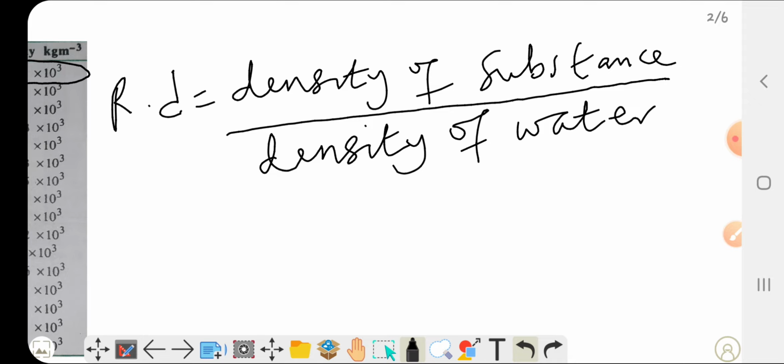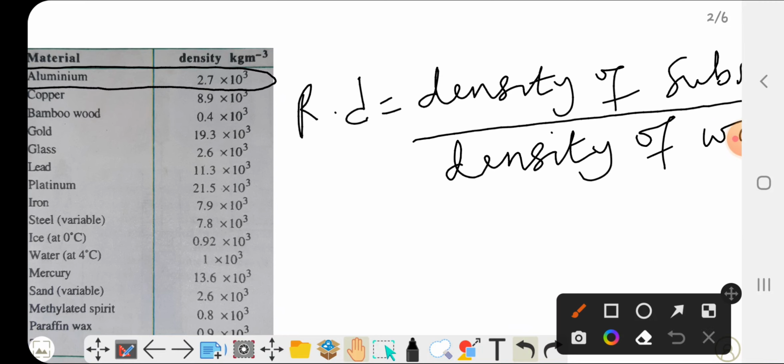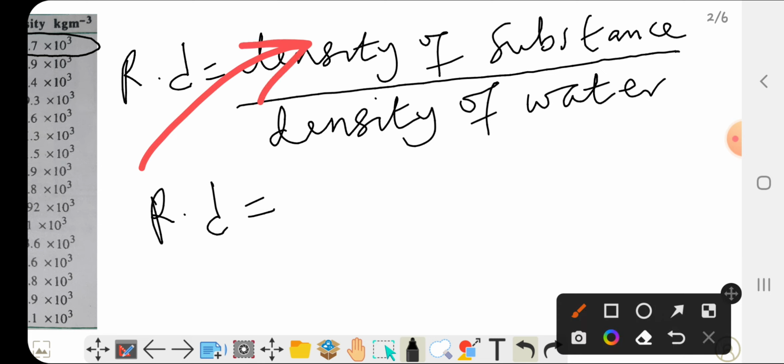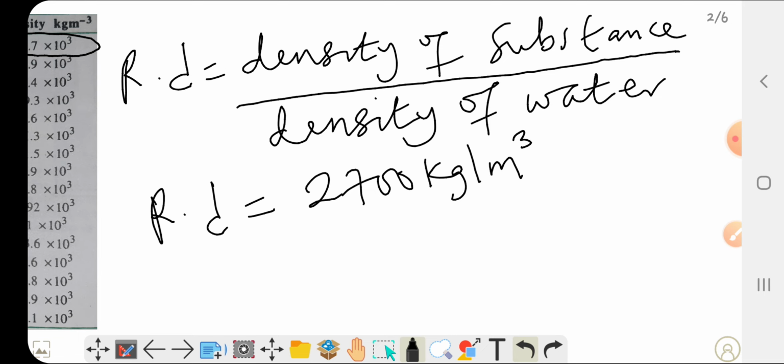Okay, now from this table we have here, we know that the density of aluminium is 2.7 times 10 raised to the power 3. If you convert to ordinary form, it gives you 2,700 kilograms per meter cube. That's the unit. So going back to our formula and the calculation, relative density equals the density of the substance. I'll start with the numerator and then go to the denominator. Density of substance, according to that table, is 2,700 kilograms per meter cube. Then divided by that of water.